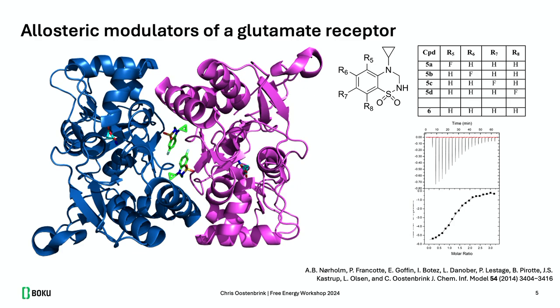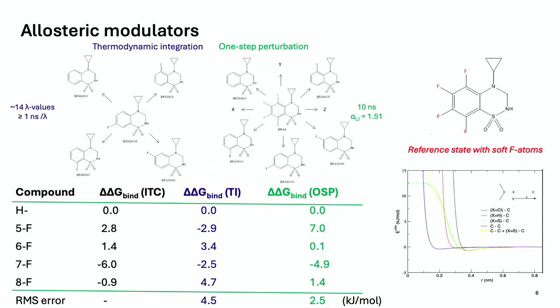This is an example from a number of years ago where we had worked with collaborators from Denmark. They were interested in the glutamate receptor. It was a very small series, but I think it's a nice example. There are two molecules bound in the interface of the glutamate receptor here. And they had a series of differently fluorinated compounds here with just the substitution pattern on that side. They had ITC data, and we used that to compare the different methods.